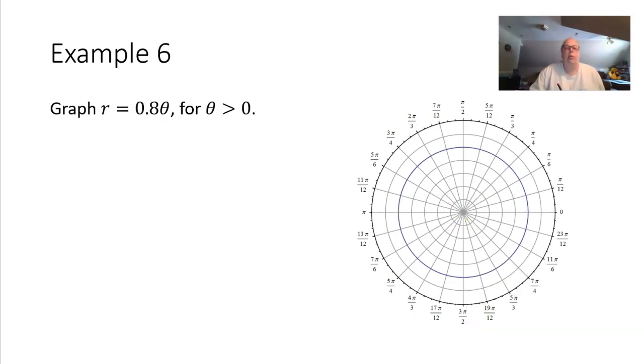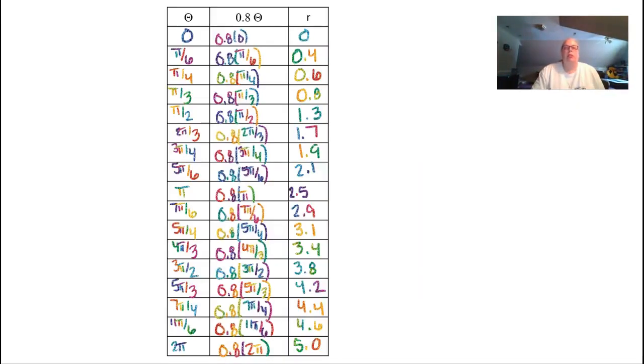Example 6, we're going to graph r is equal to 0.8 times theta for all thetas that are greater than 0. All right, let's go over to the chart and we will fill it in. Okay, here is a picture of my chart. Over here on the left, I have all the angles from the unit circle. Down in the middle, here's my equation. This is everything I'm putting into my calculator. And then over on the right, these are the approximations I got out of the calculator from doing these calculations.